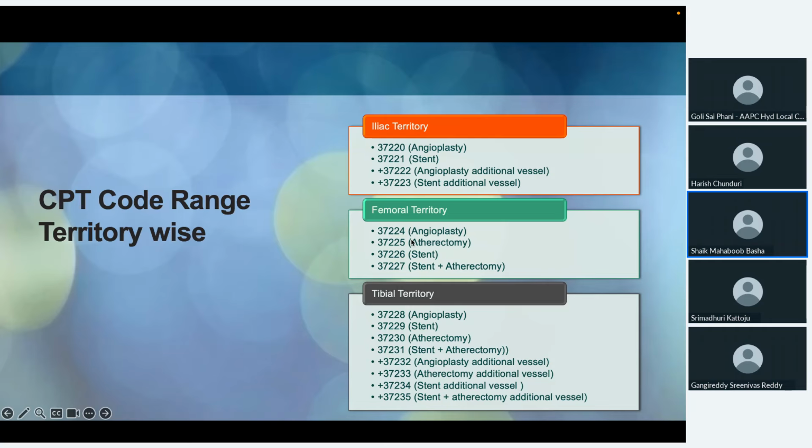Then what if multiple interventions are done in the femoral artery? For example, angioplasty and stent both done in the femoral artery. Obviously, based on the hierarchy, the more complex procedure will always be coded. We can code only the stent; angioplasty will be included. That will be given in detail in the next slides.